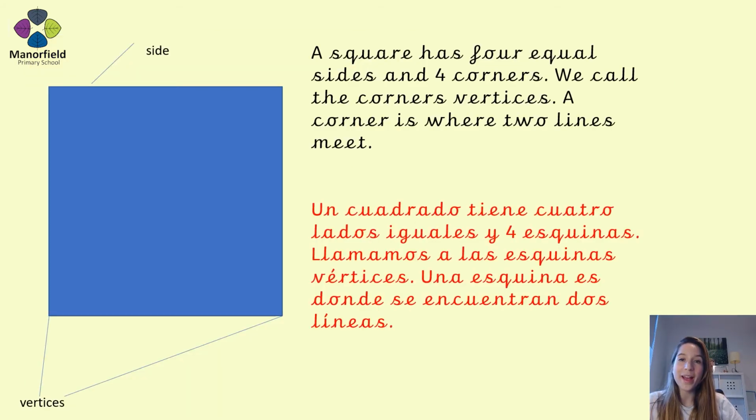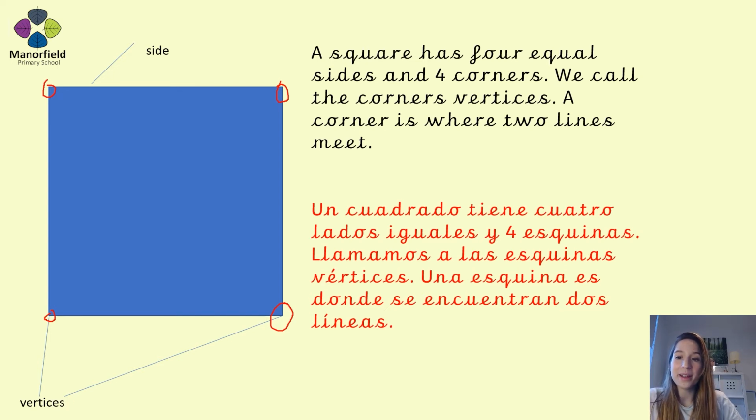A square has 4 equal sides and 4 corners. We call the corners vertices. That's when there's more than one, and if there's just one, we call it a vertex. A corner is where 2 lines meet. Using my pencil, I will circle some of them for you. There's one there, another there, and you can see down here the lines are pointing to 2 vertices down here.